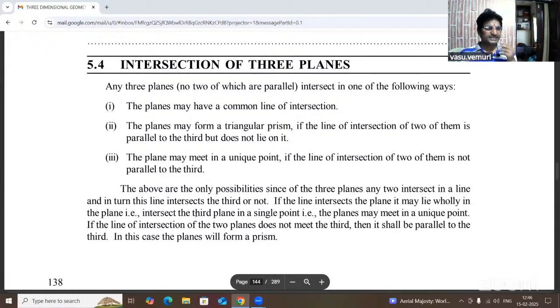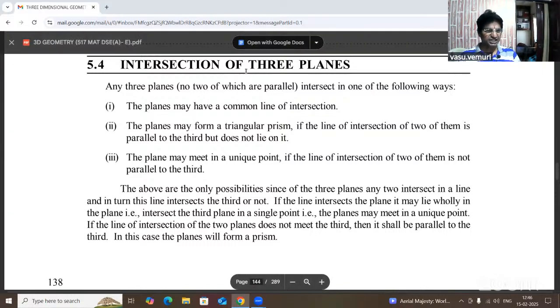Now, we are taking any three planes. What is the concept of intersection of three planes? Suppose any three planes, no two of which are parallel. So the given planes, no two of which are parallel, intersect in one of the following ways. This problem is also very important. That is the regular problem. The shortest distance is the main problem.